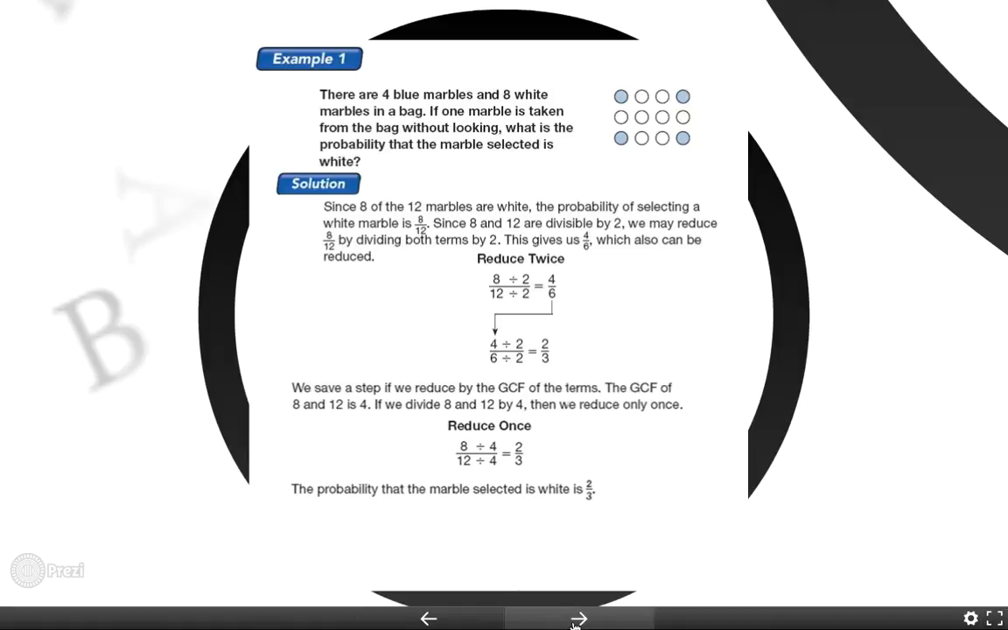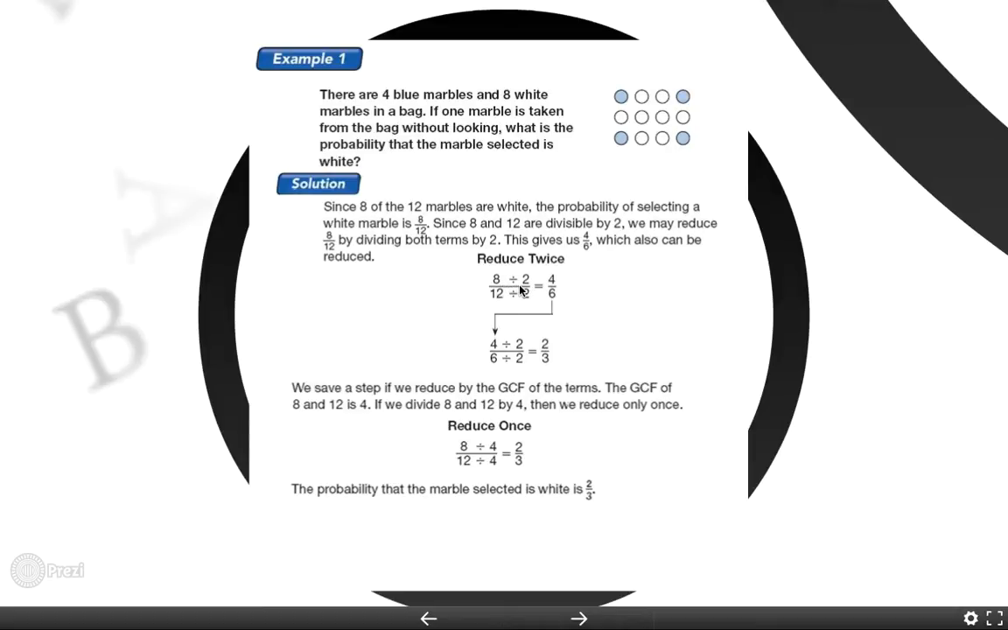So here's our example number 1. There are 4 blue marbles and 8 white marbles in a bag. If one marble is taken from the bag without looking, what is the probability the white marble is selected? So what we have to do is count all the marbles, which is 12, and then how many marbles are white, which is 8. So we have 8 over 12.